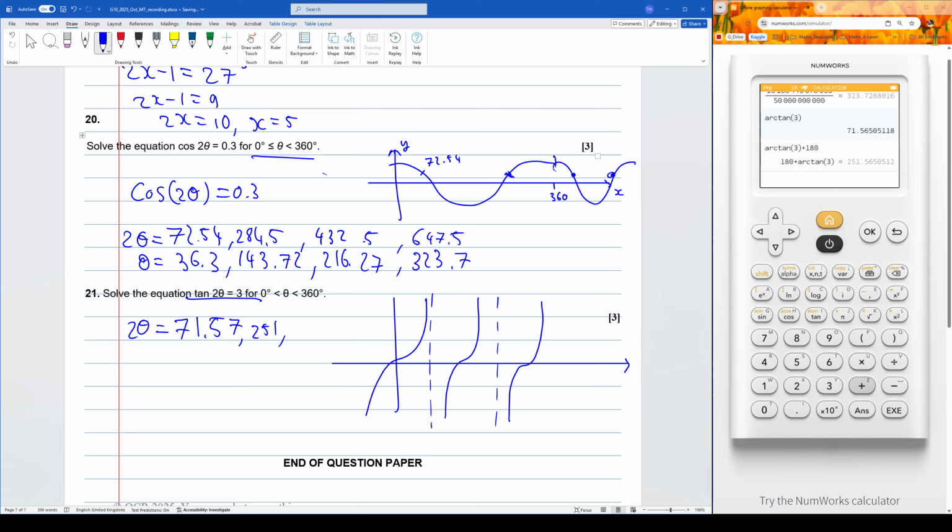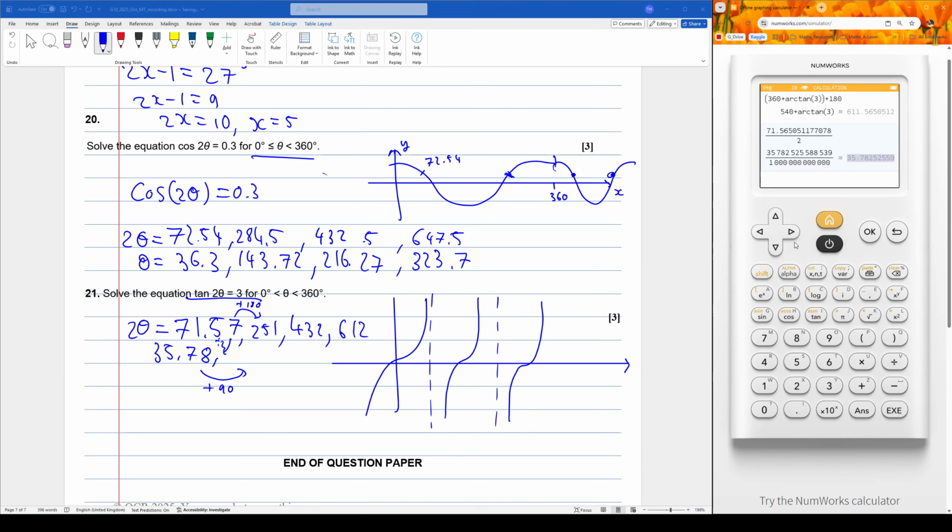251, and I'm just going to keep on doing that, 431 until I'm sure, 612, and now I'm going to divide each of these by 2. There you go, divided by 2. So 35.78. Now, if you're sort of clever about this, if I'm adding 180 and then I'm dividing by 2, it's the same as this bit, add 90. So I'm going to do that bit to save myself some effort. So 125.8.